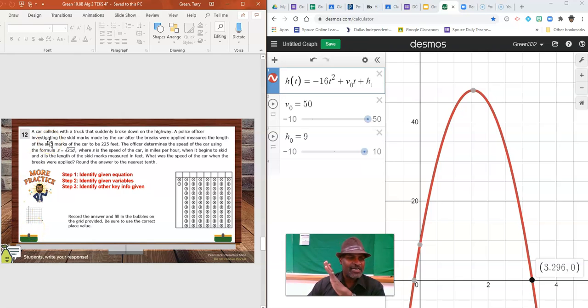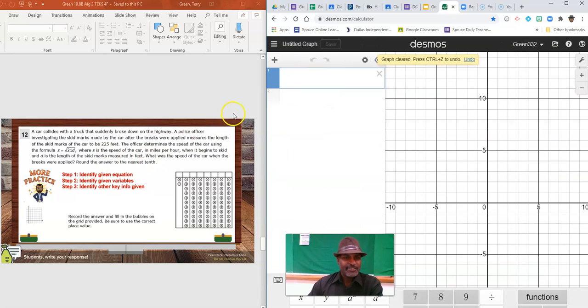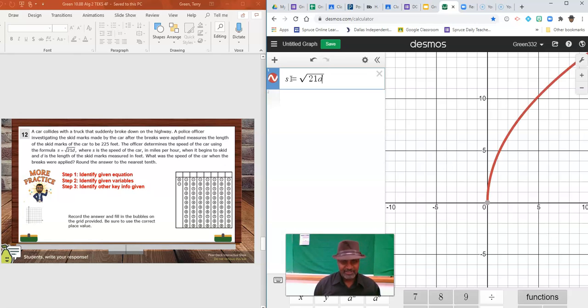So a car collides with a truck that suddenly broke down on the highway. And I'm going to go ahead and clear this graph out of the way. And a police officer investigating the skid marks made by the car after the brakes were applied measures the length of the skid marks of the car to be 225 feet. The officer determines the speed of the car using the formula S equals the square root, SQRT, I just typed that, 21D.